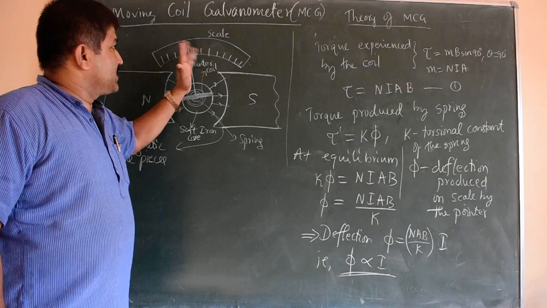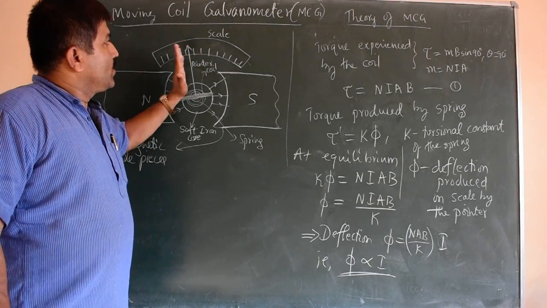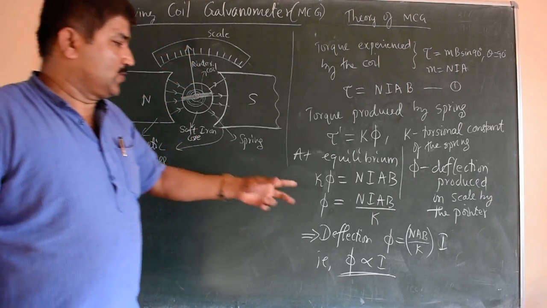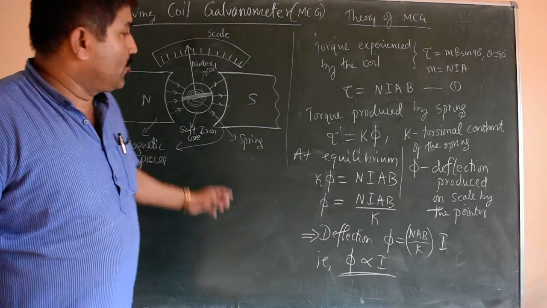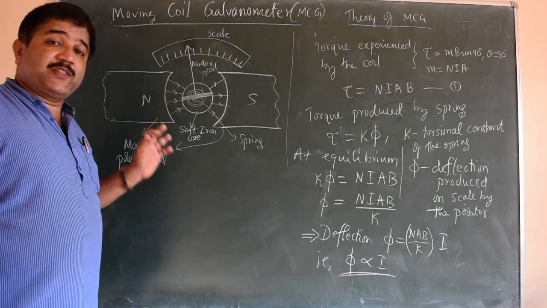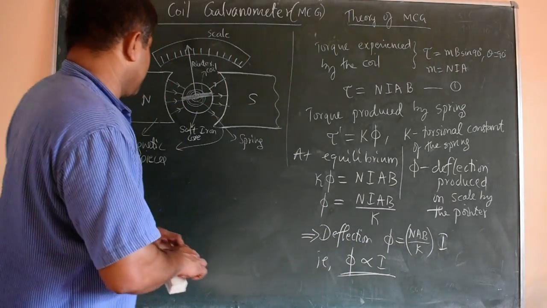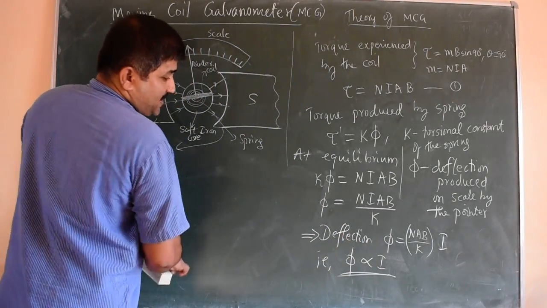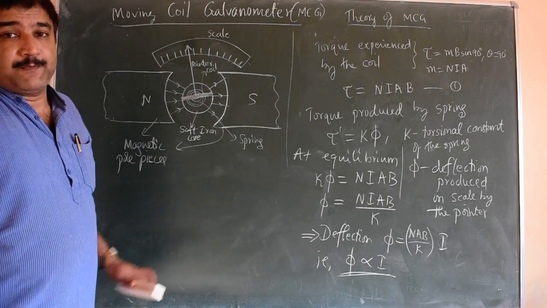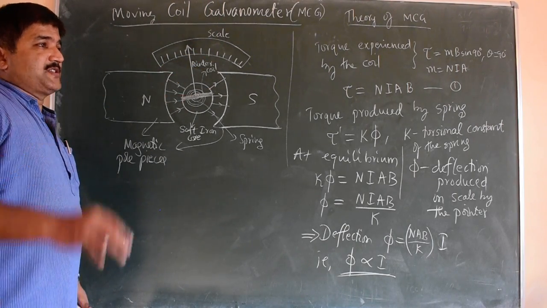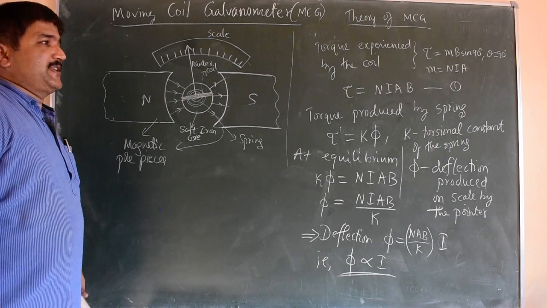Thus, what can we conclude? The deflection produced in the coil is directly proportional to the amount of current flowing through the coil. Okay, so that's about the concept. Next, there's a conclusion, actually the theory part. Then it can be asked two definitions: current sensitivity and voltage sensitivity.